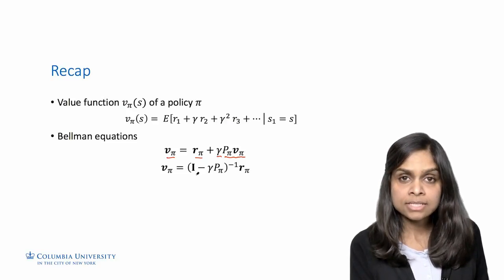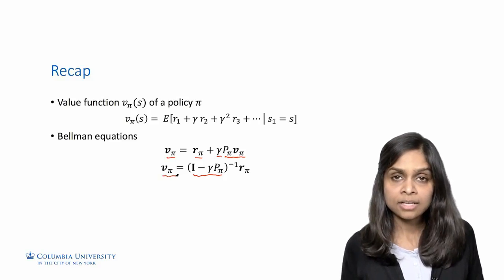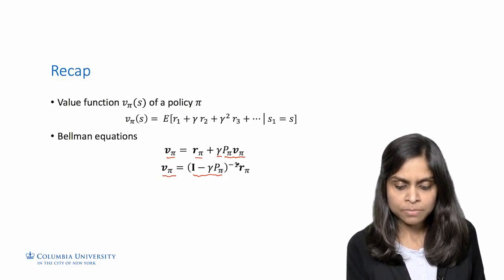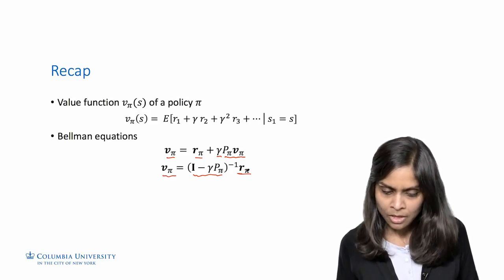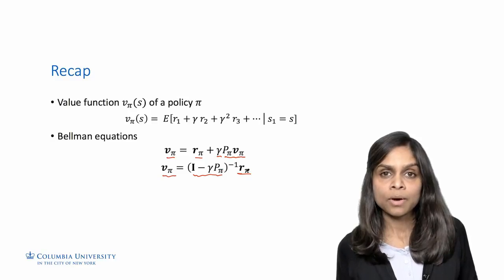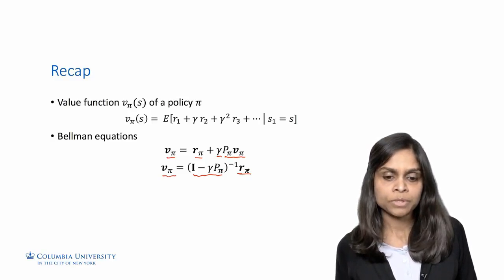And if gamma is strictly less than 1, then this matrix here is invertible, and then the value of a policy can be readily computed as the inverse of this matrix times the reward vector. So now we know how to compute the value of a policy. And let's go back to the question of finding the optimal policy.